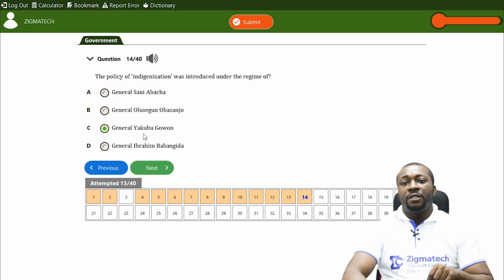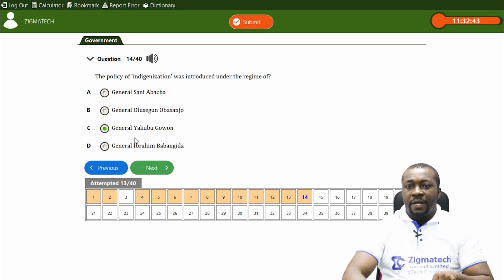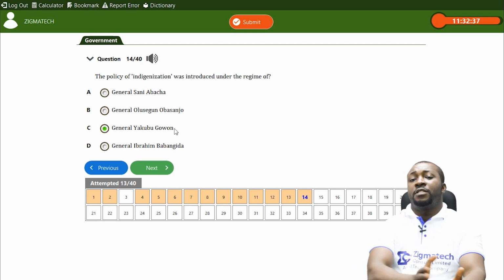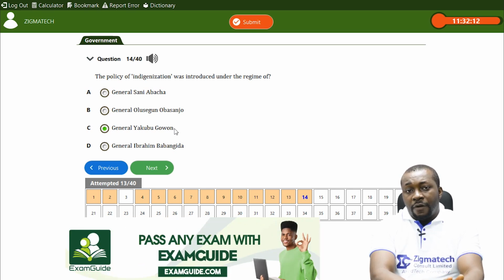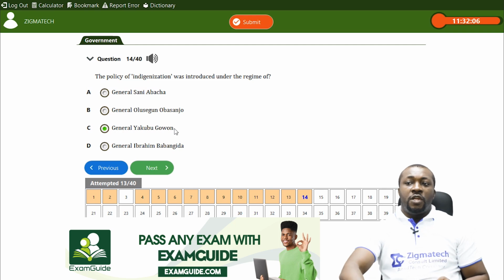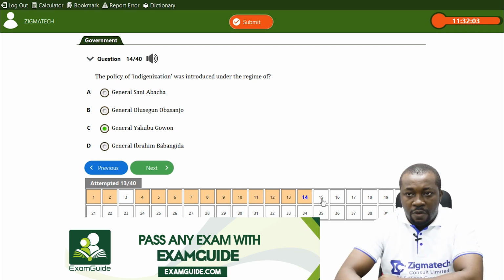Remember, we are talking about 1972. So he is the one, General Yakubu Gowon, that introduced that Nigerian Enterprises Promotion Decree. That indigenization decree was about the participation of Nigerians in enterprises, for Nigerians to take over enterprises in Nigeria, and for foreign companies and firms existing in Nigeria to allow Nigerians to have a share in their company, and also to limit the participation of foreigners in certain areas of the economy. So this scheme was actually introduced by General Yakubu Gowon.